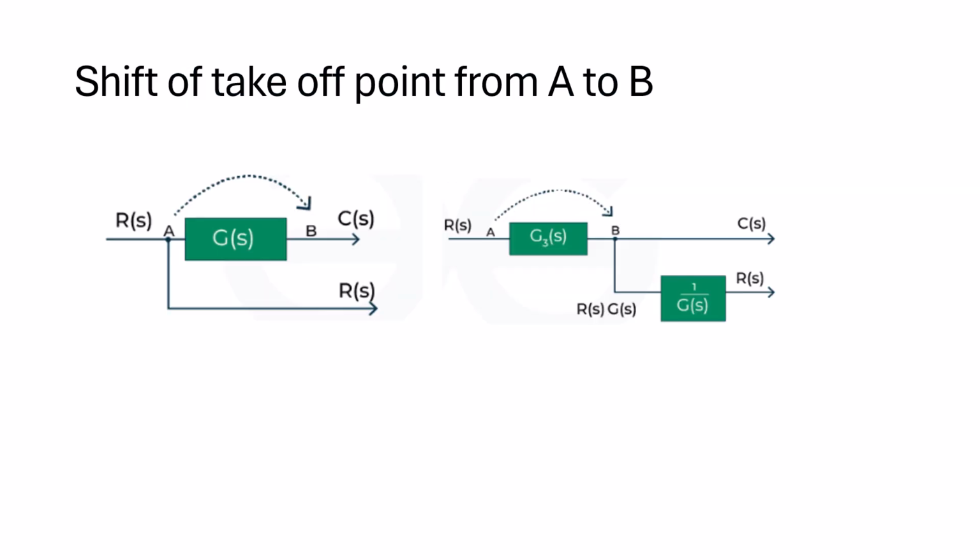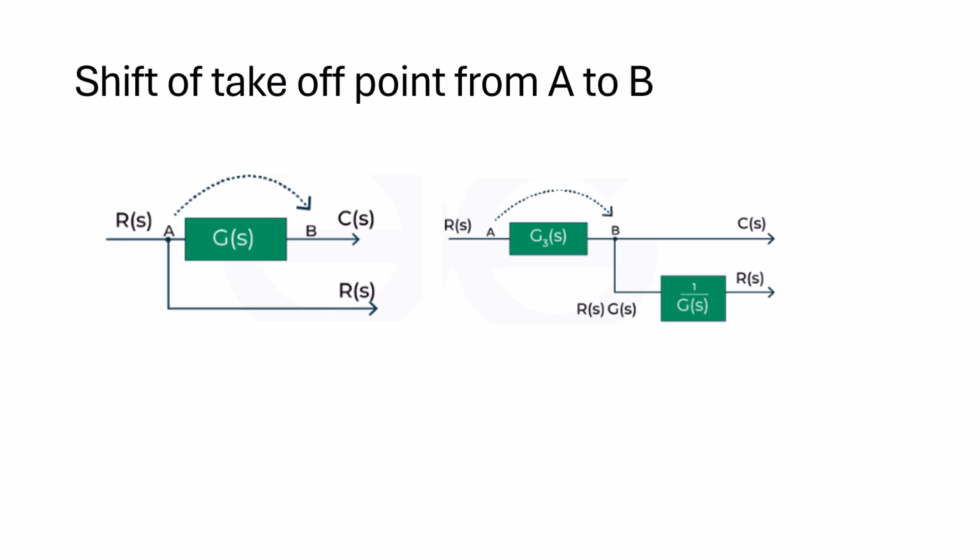Now, this is very important. If we shift a point, here we can see the point A is before the block G(s). Now we are taking this after the block. This type of shifting of a point from one place to another will be required in your block reduction, and this is very important to understand. Now see, here we have A, and if you take this point after this block, here we are moving the take-off point to this position.